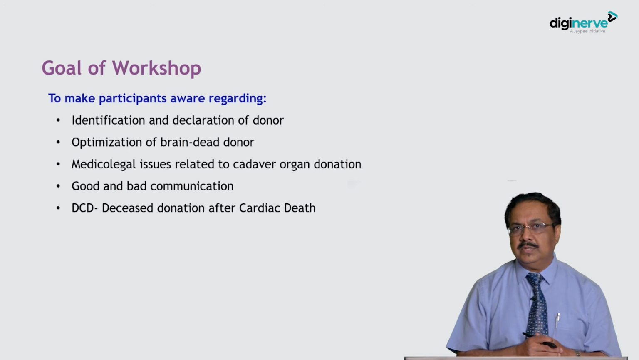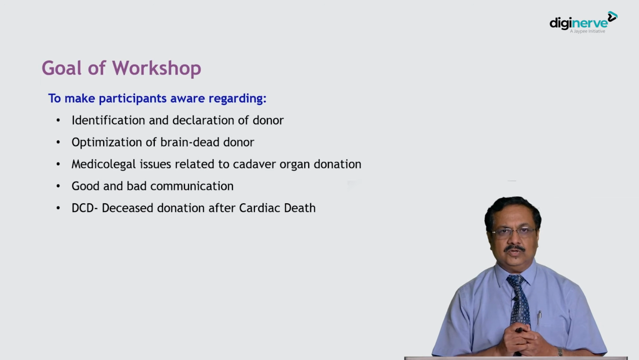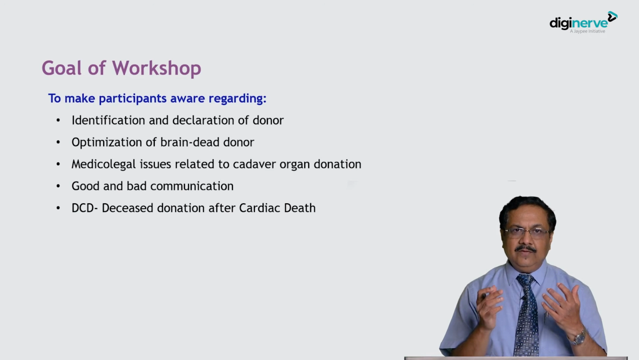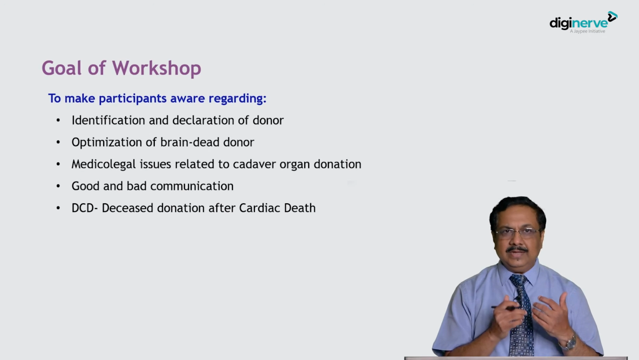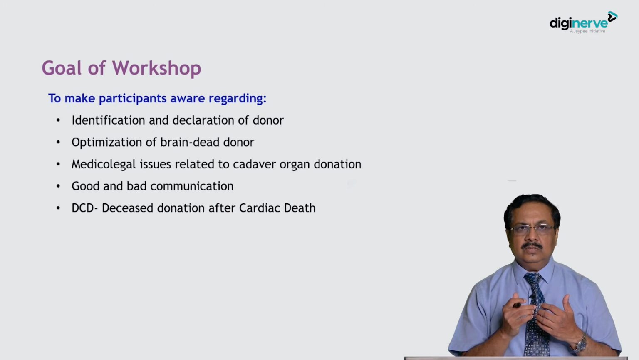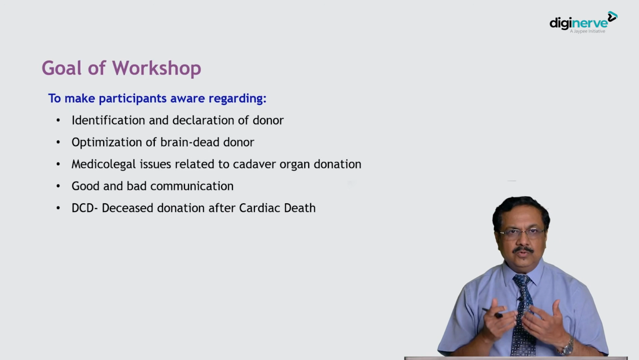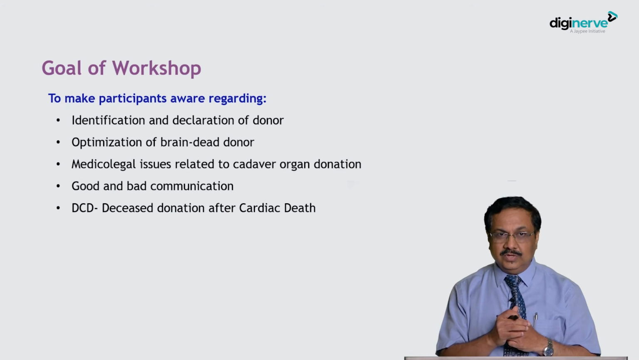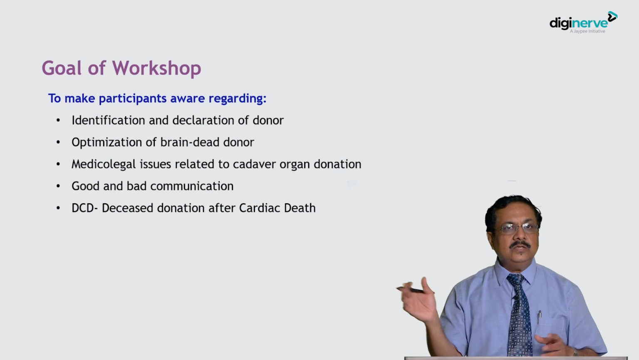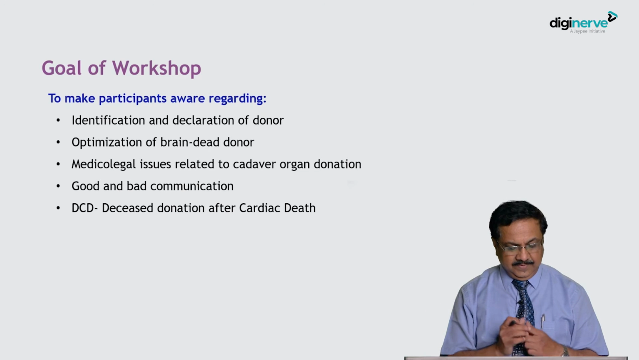So what are the goals of this particular online workshop? To identify and declare the donor. That means participants at the end of this course should be able to pick up those donors in the early phase, identify those donors, identify those expanded criteria donors rather than rejecting straightaway, saying his age is more than 65 and he is not the right donor.